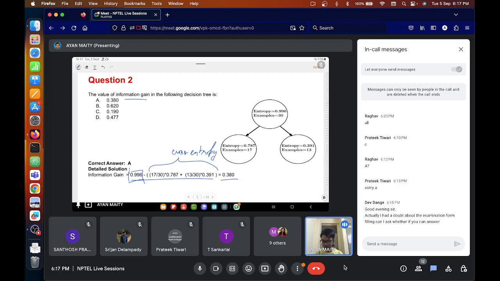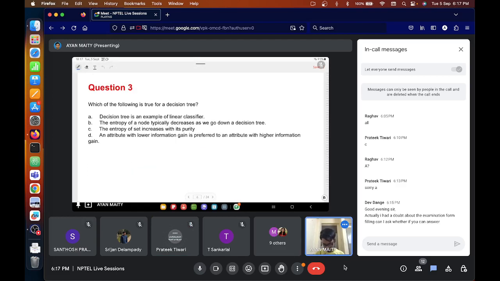Either you can compute information gain, in that case you have to pick the feature with the highest information gain, and if you compute only the cross entropy values, then pick the feature with the least cross entropy value. So does this answer your question? Okay. So now we move on to question 3.